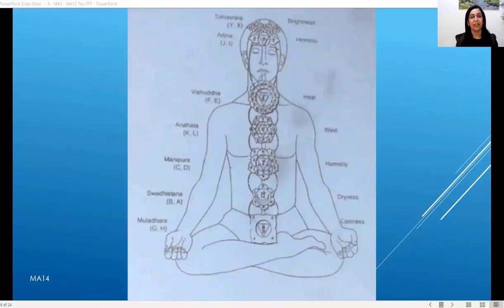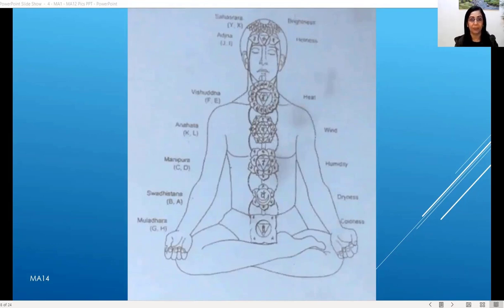The 7 chakras are, first of all, the Ajna chakra, which is the hotness chakra. And the hotness chakra is in the face area. Then comes the Vishuddha chakra, which is the heat chakra. And this chakra is in the neck or the cervical area. The 3rd chakra is the Anahata chakra, which is the wind chakra, and it is in the chest area. The 4th chakra is the Manipura chakra, which is the humidity energy chakra, which is in the upper abdomen area, just below the diaphragm.